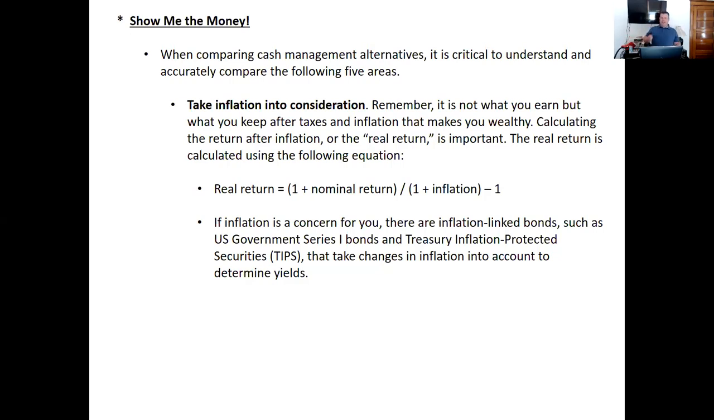If inflation is a concern for you, there are inflation-linked bonds that we talked about, the Series I, for example, or Treasury inflation protected securities, known as TIPS, which are Treasury securities tied to the inflationary rate. They take changes in inflation into account to determine yields to protect your money against inflation.